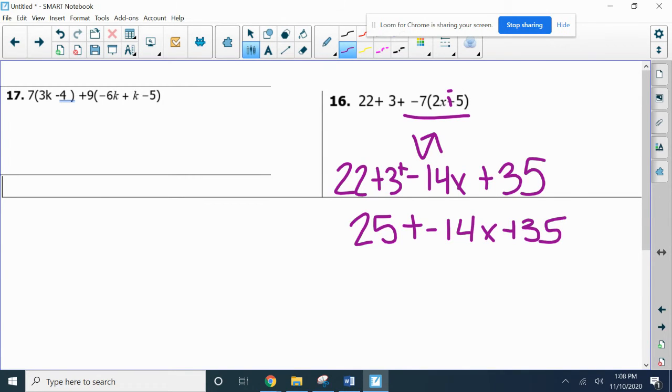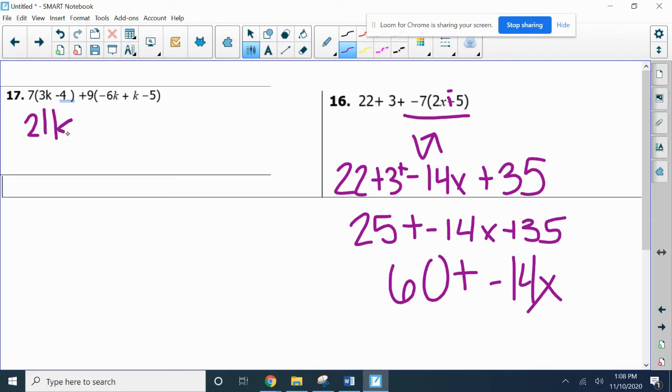And then I have positive 35 and positive 22, which is going to give me positive 50, no, 40, 60, positive 60 plus negative 14x. All right, so now I want to go ahead and take a look at 17. The only difference between what we've been doing and 17 is that you're going to distribute twice and then combine like terms. So 7 times 3k gives me 21k plus negative 7 times negative 4 is negative 28.